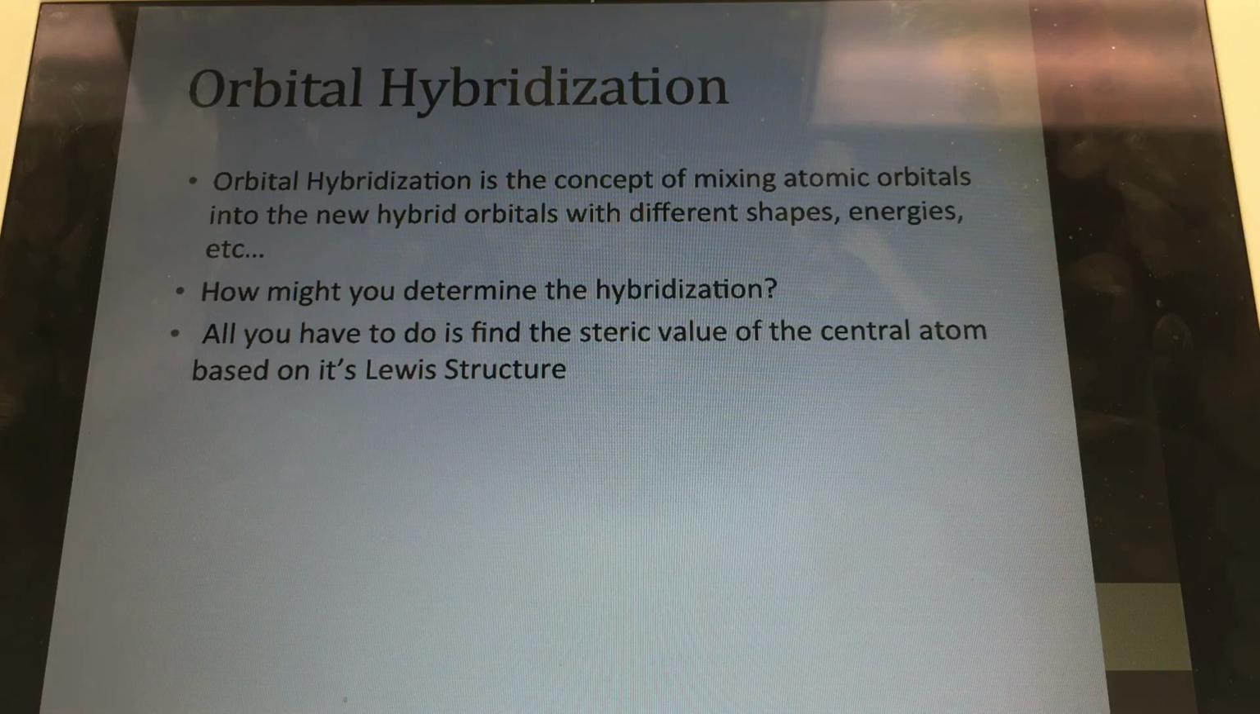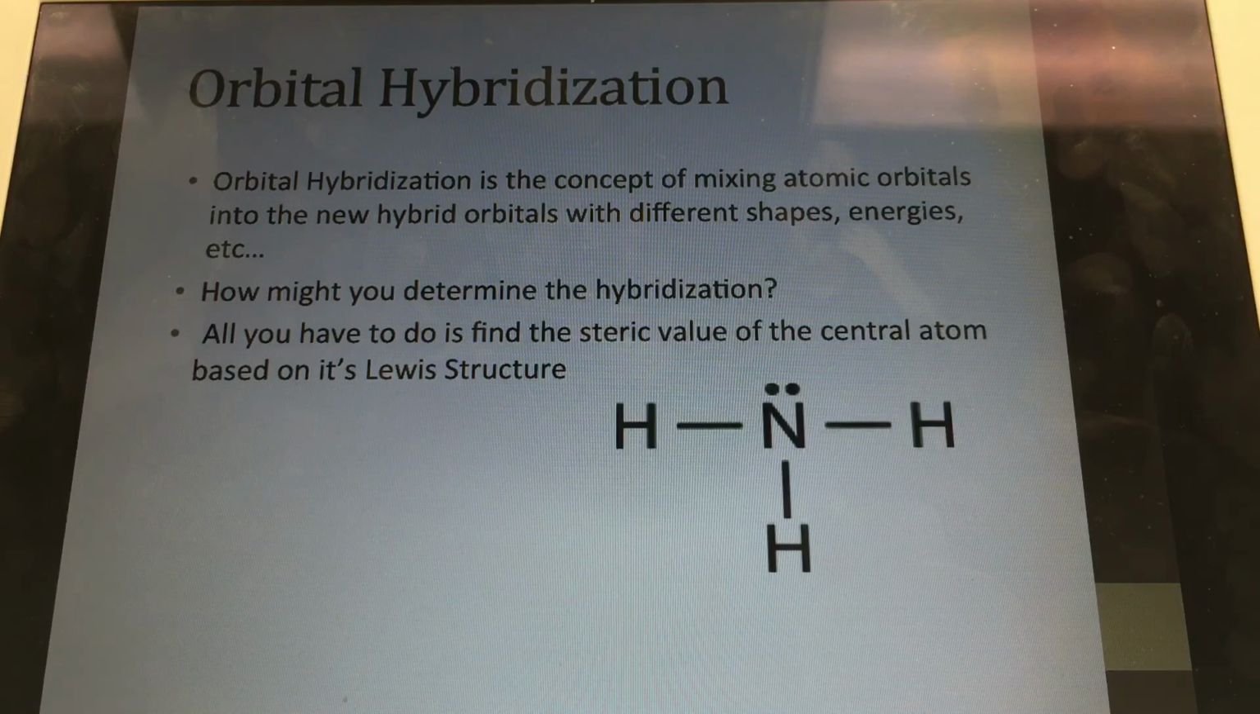Now I would like to talk about orbital hybridization. It is basically a concept of mixing atomic orbitals into new hybrid orbitals with different shapes and energies, etc. And you might wonder how you determine the hybridization. All you have to do is find the steric value of the central atom based on its Lewis structure.